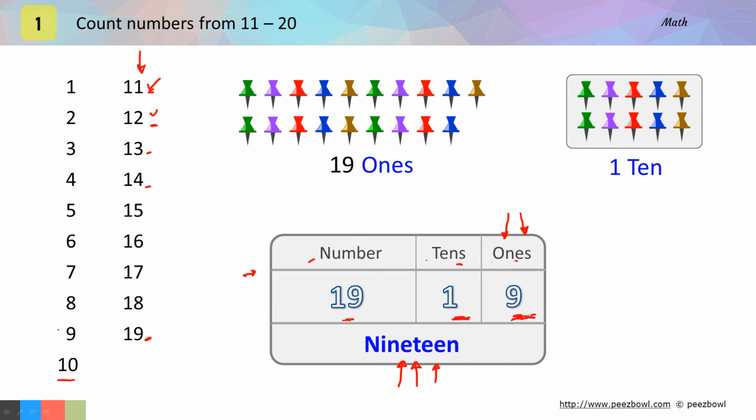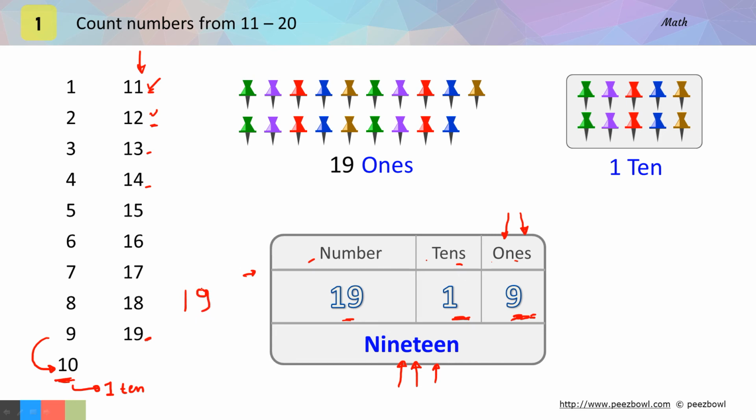Now we see the series again. After 9 we have 10. See how the number changes. After 9 we have 10, and this 10 ones is nothing but equal to 1 ten. Okay, remember 10 ones is equal to 1 ten. So when we count after 19, then we increase the tens place by value 1. I will write 19 here.